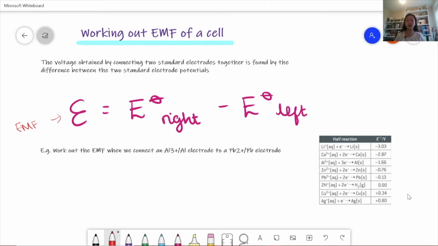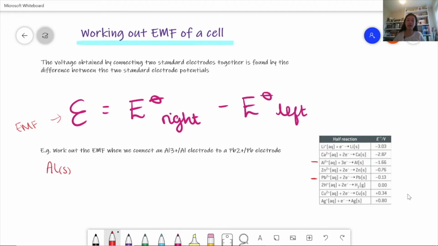And so we'll look at this example. Work out the EMF when we connect an Al3+|Al electrode to a Pb2+|Pb electrode. And so first we work out which one goes on the right and which one goes on the left. So we look at this electrochemical series. So we see that Al3+ is here and Pb2+ is here. And so we can see that the Al3+|Al electrode, that one's more negative, and so that one goes on the left. So if we were going to draw out the cell representation, it would look like this.